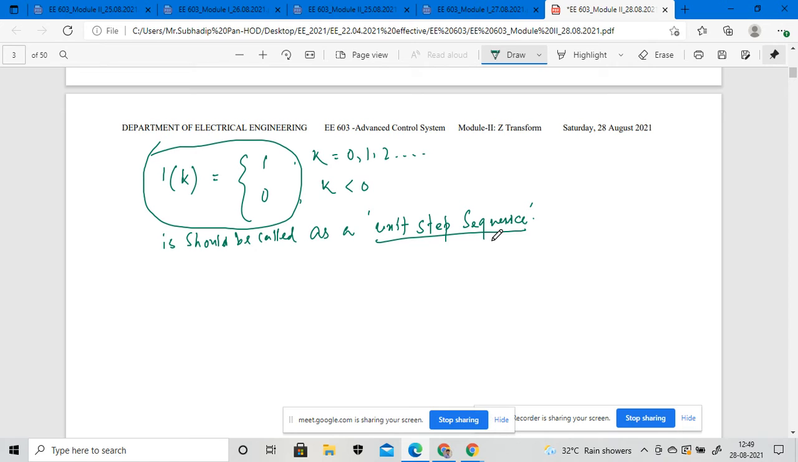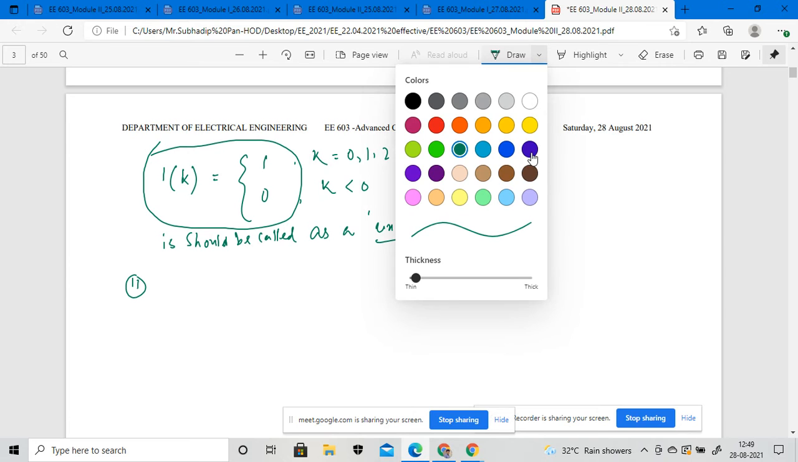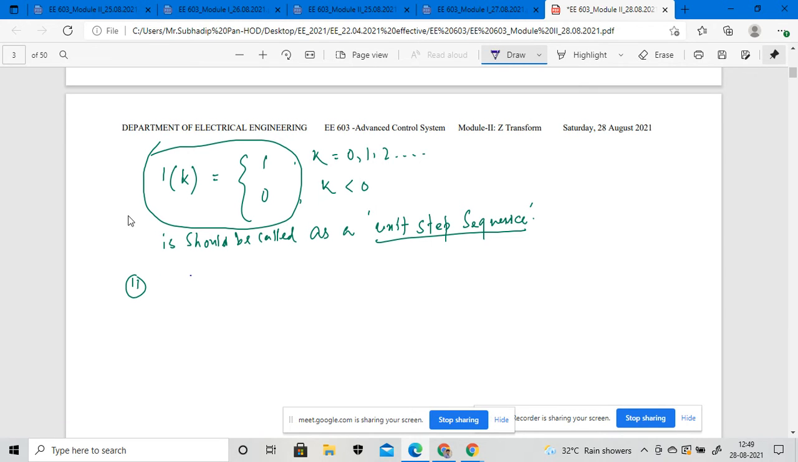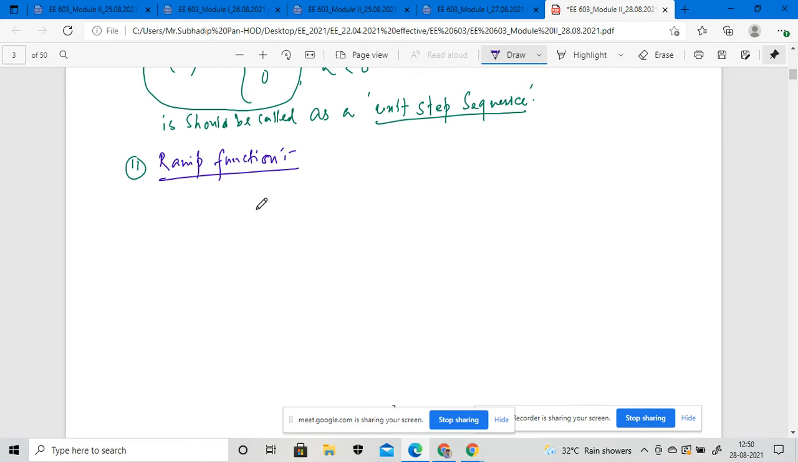Okay, so now if we consider the unit ramp function as a time function, number 2 as a ramp function, how could I do this? In case of a ramp function, consider the unit ramp function like this.